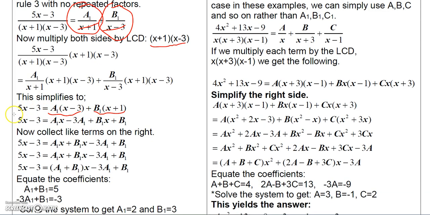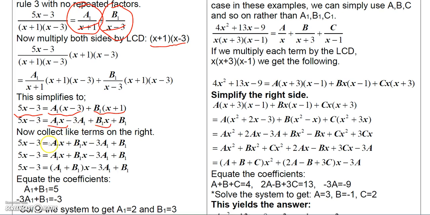Alright, so on the left-hand side, I have 5x minus 3, and on the right-hand side, I have these two expressions. Well, let's go ahead and distribute a1 through. So we get a1 times x, and then a1 times minus 3, so we get a1x minus 3a1. We'll also distribute here, b1x plus b1. Now notice that I have an a1 term here that has an x with it, and I have a b1 here that has an x with it.